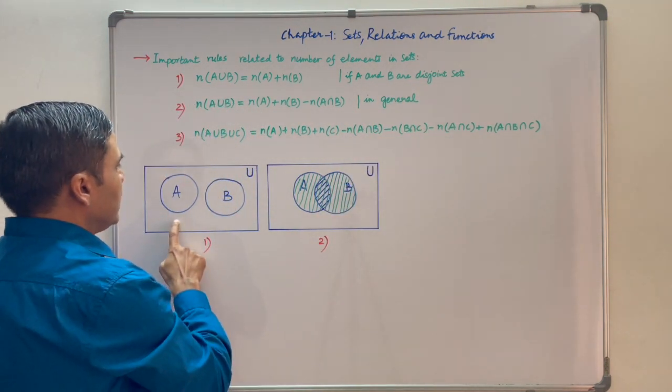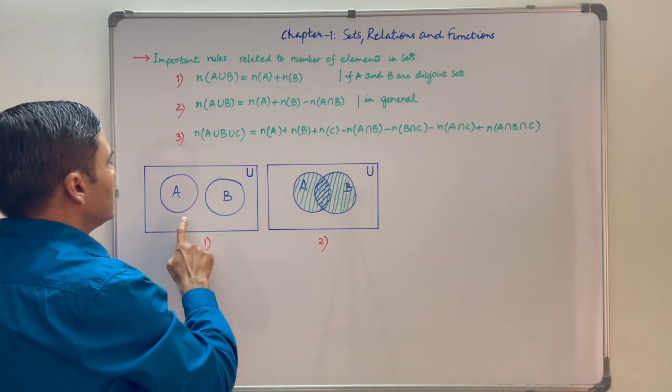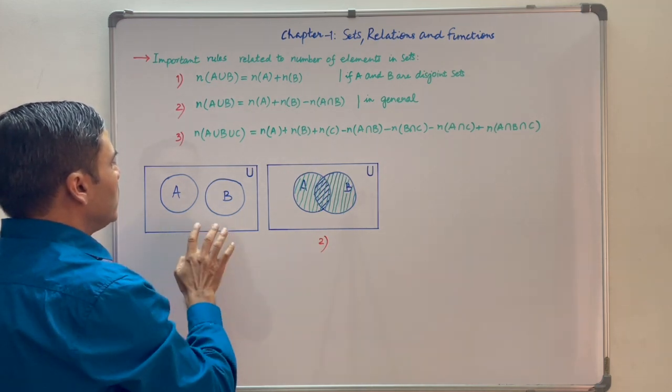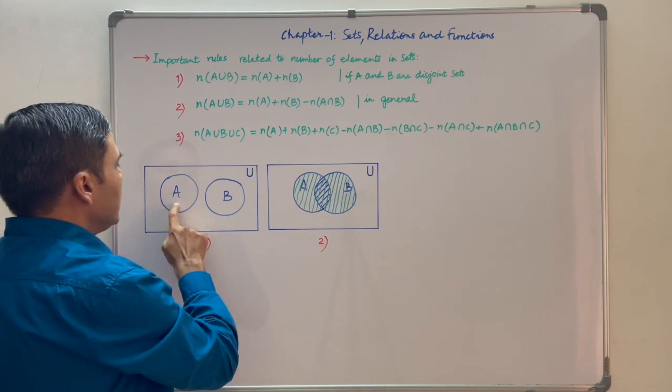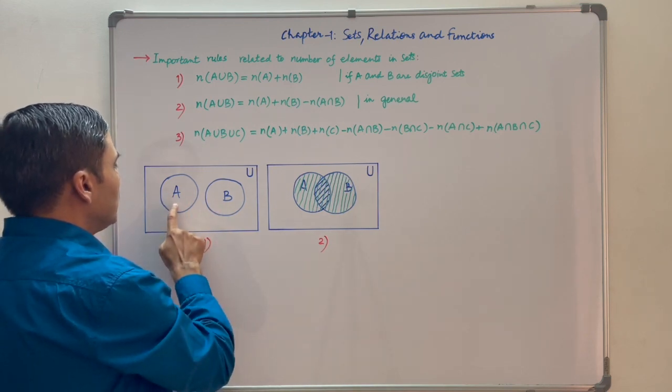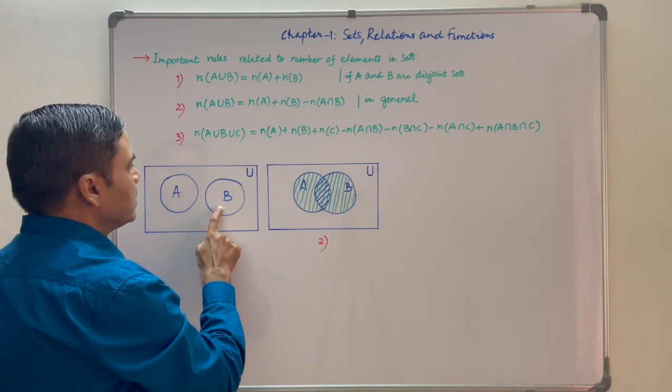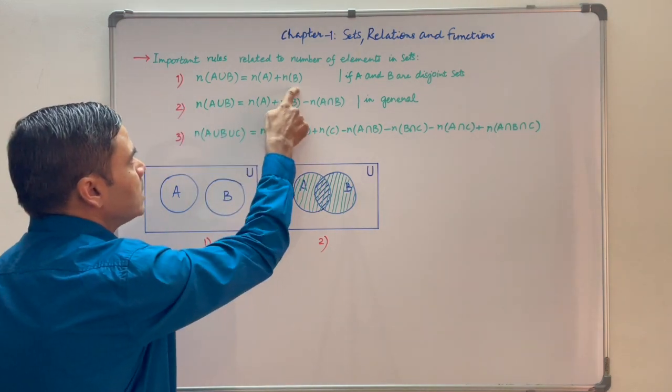Consider two sets, set A and set B. These are disjoint sets as there is no element common in them. So total number of elements in set A union B will be number of elements in set A plus number of elements in set B as written here.